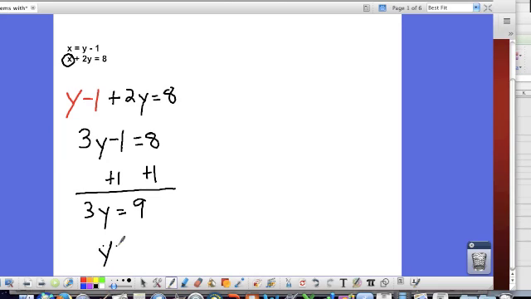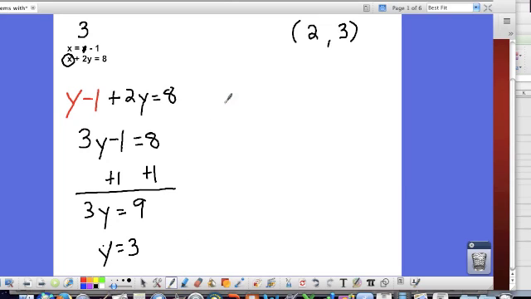Y equals 3. But that is not our final answer. Remember, our answer to a system of linear equations is finding the coordinate or the ordered pair, the x and the y coordinates, where the two equations would intersect or where they have the same common answer. So I'm going to go back to x equals y minus 1. I'm going to take out y. I'm going to substitute 3. 3 minus 1 equals x, so x would have to equal 2.